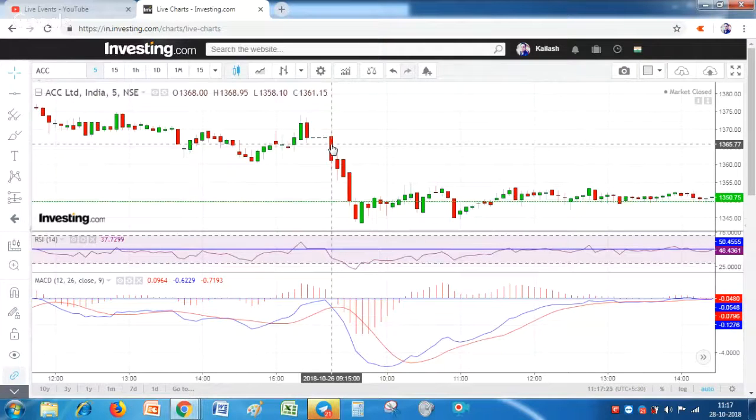Friends, first up I will go with ACC. Then I will move on to some other stocks also. So without wasting time, let me explain. You can apply this setup anywhere, friends, in any index as well, Nifty, Bank Nifty.